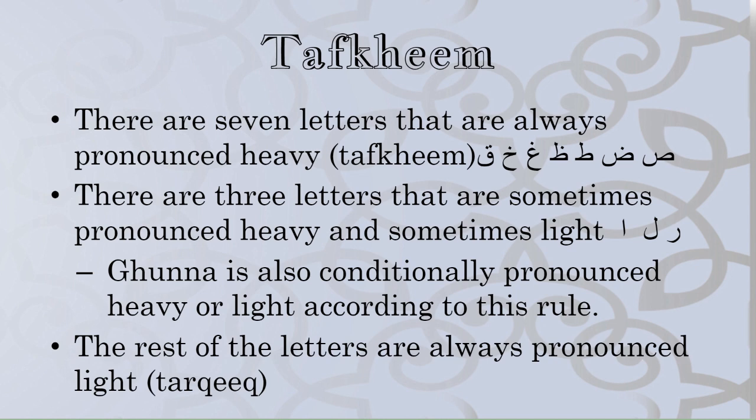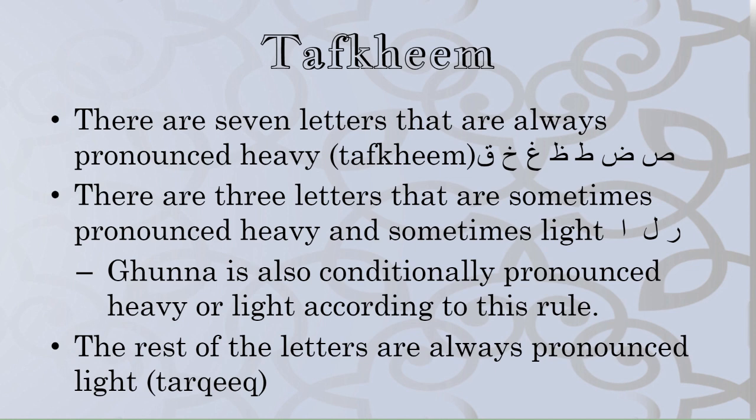There are 3 letters that are sometimes pronounced heavy and sometimes light, and those are Ra, Lam, and Alif. This is the second category. The conditions of when that happens we're going to talk about in just a second and today. But there is another sound that is conditionally pronounced heavy or light, which is the ghunna sound. And this ghunna is sometimes pronounced heavy or sometimes pronounced light. We will talk about the details of this as well.